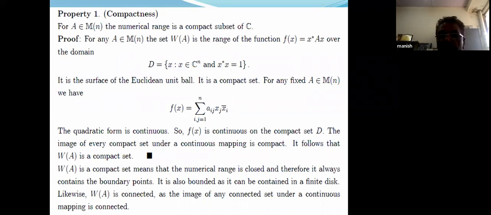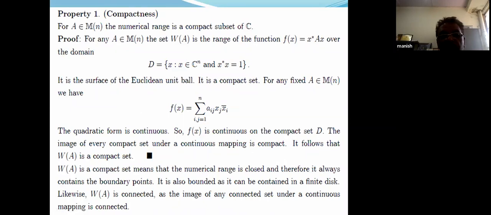Also note that if we put here A = (aij), that is, the entries, then we find that f(x) is this expression. And this is just a quadratic form in xi and xj. And this function is a continuous function. Also, the image of a compact set under a continuous function is compact. So we see that the numerical range is a compact subset of C.